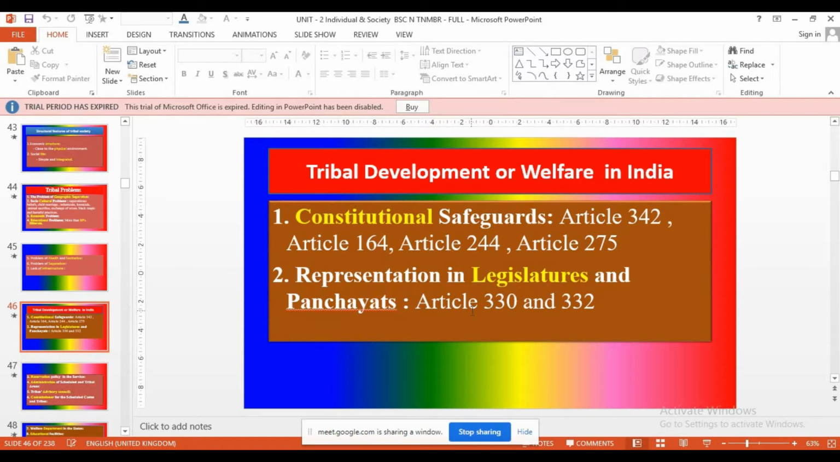The first measure is constitutional safeguards. The Constitution of India has various provisions: Article 342, Article 164, Article 244 and 275. These are the provisions in the Constitution that protect the rights of tribal people.